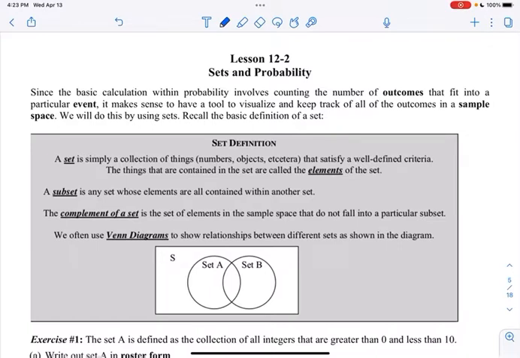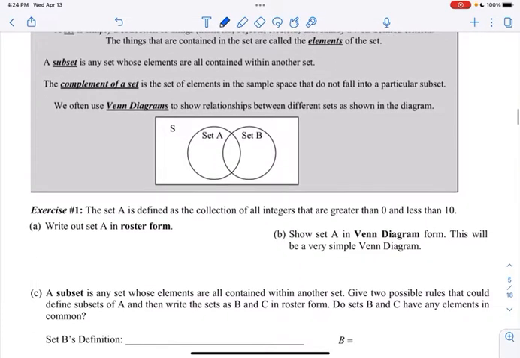One way that we can show all the elements in the set or the sample space is a Venn diagram. Okay, so this is set S, and set A is a subset, set B is a subset, and where they overlap would be the things that they have in common. But let's look at an example with this.